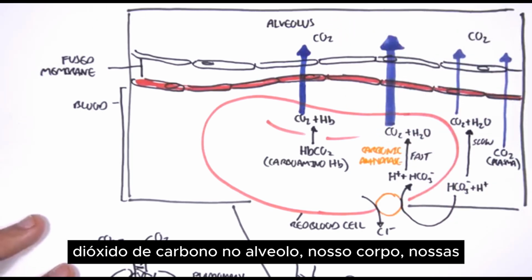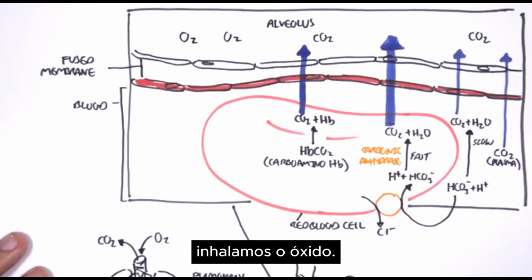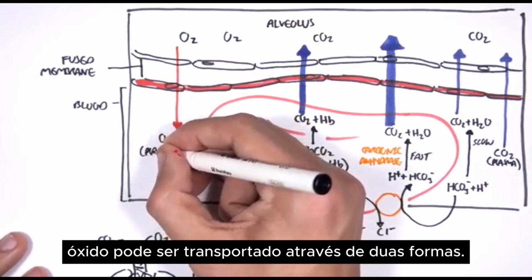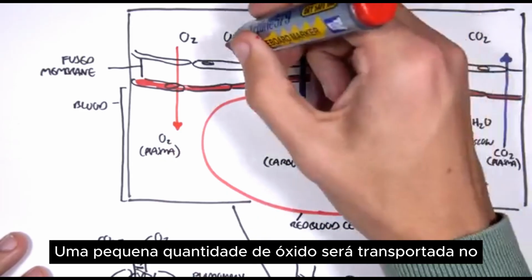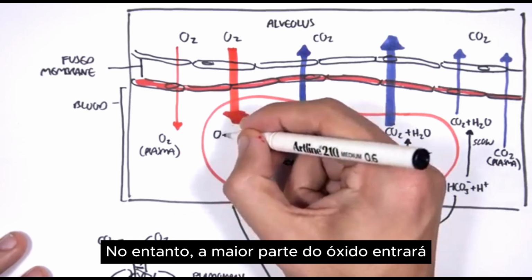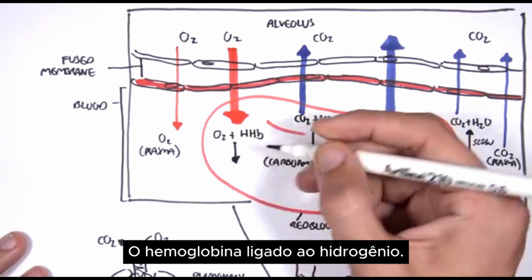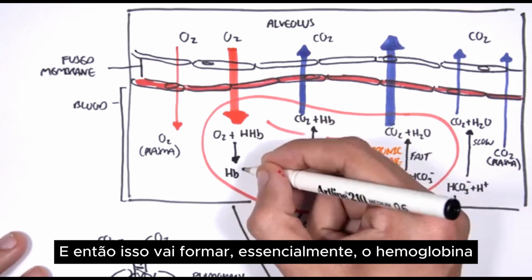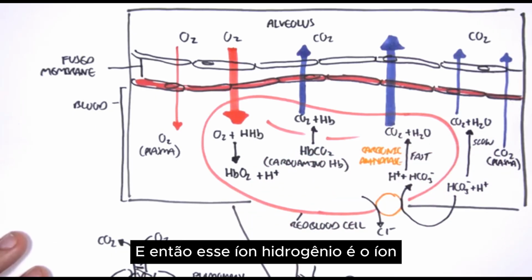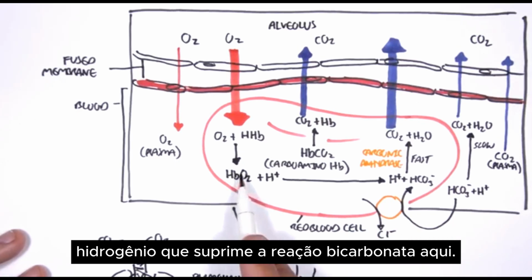Okay, so now we have a lot of the carbon dioxide in the alveolus. Our lungs will exhale this carbon dioxide, and then we'll inhale oxygen. So oxygen enters the alveolus, and then oxygen can be transported via two ways. A small amount of oxygen will be transported in plasma, just enters the plasma. However, most of the oxygen will actually enter the red blood cell and then bind to hydrogen-bound hemoglobin, and then this will form essentially your oxyhemoglobin. And so this hydrogen ion is the hydrogen ion that supplies the bicarbonate reaction here.